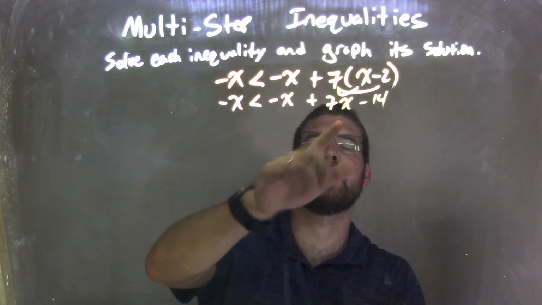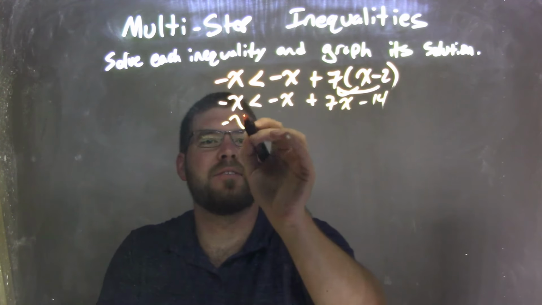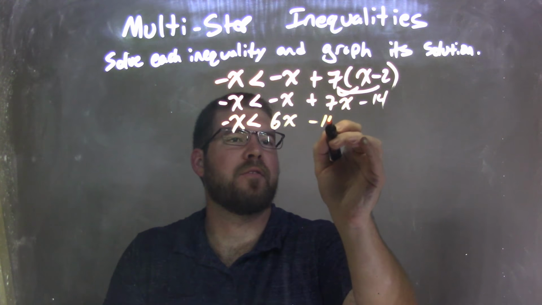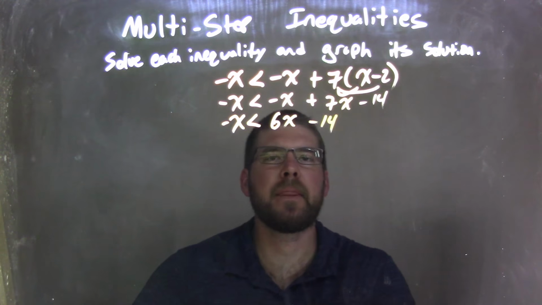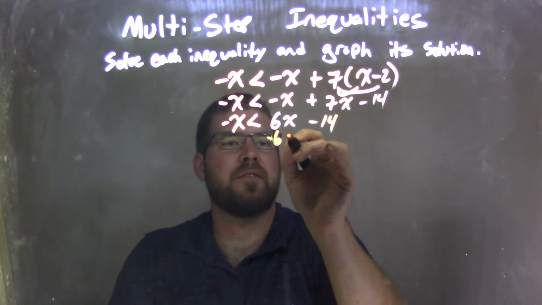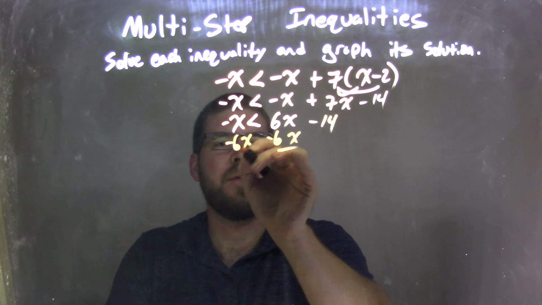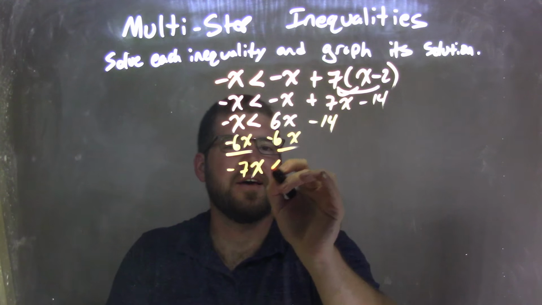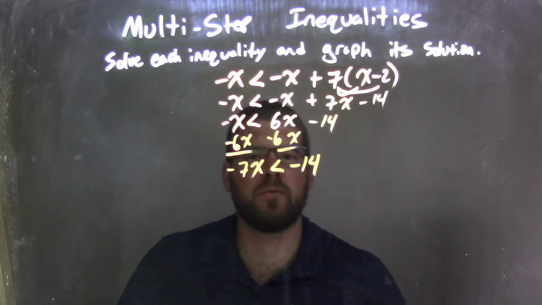So now let's combine our like terms on each side. Negative x is still here on the left. Negative x plus 7x is 6x on the right, minus 14. Okay? So I'm going to bring my x's over, so let's just subtract the 6x from both sides. And that leaves me with negative x minus 6x is a negative 7x on the left, is less than a negative 14 on the right.